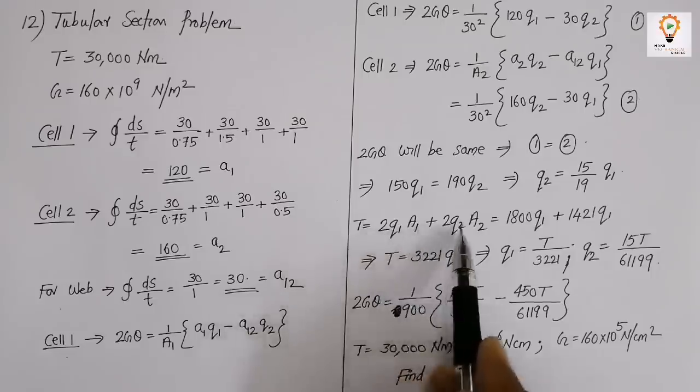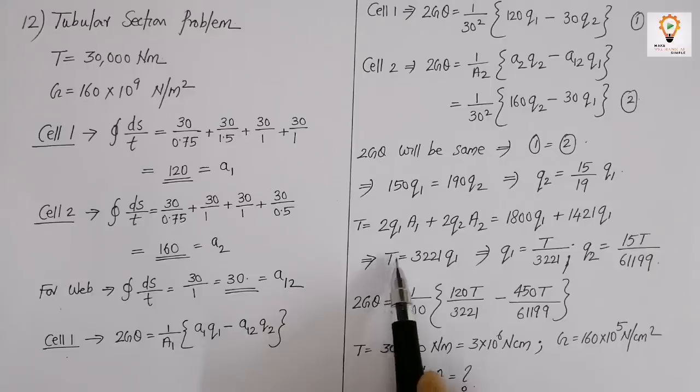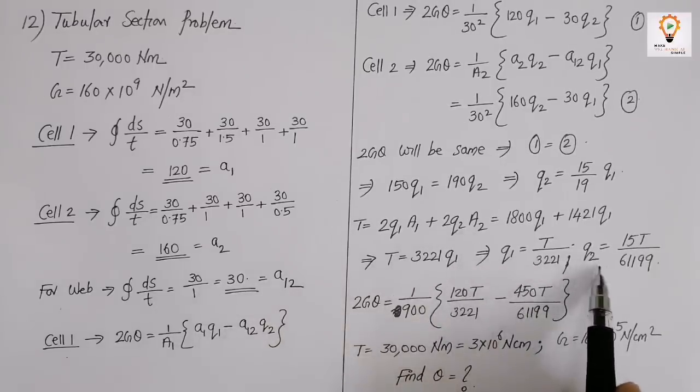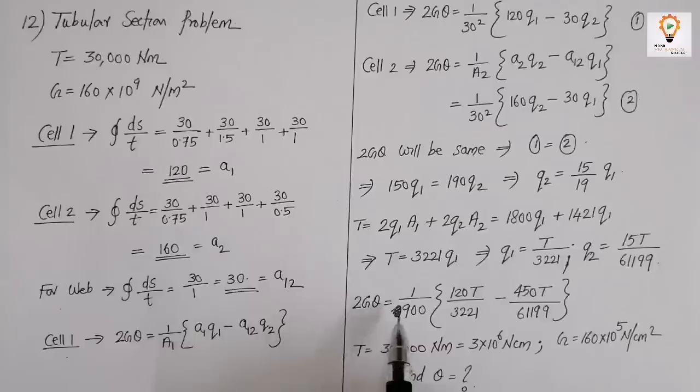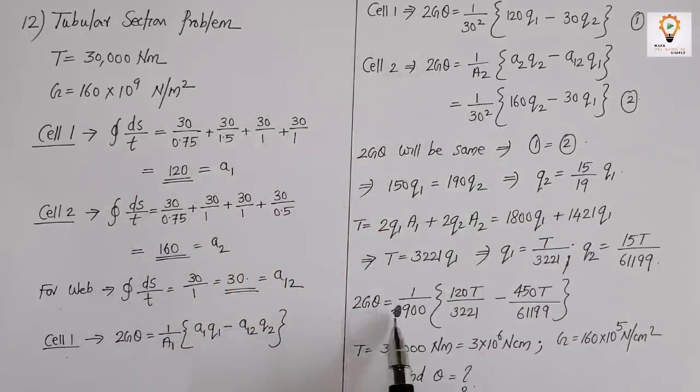So 2q1 A1, here q2 you can substitute in terms of q1. So you will get an equation connecting capital T and q1. So from that you can write what is q1 and what is q2. Now you can go and back substitute in any one of these equations. 2Gθ is equal to 1 by A square, the corresponding area, whether it is for cell 1 or cell 2, into, you can substitute the corresponding elements to get the value for theta.